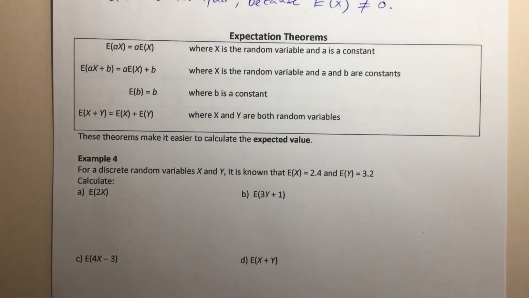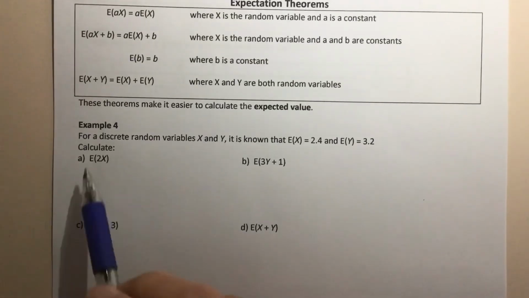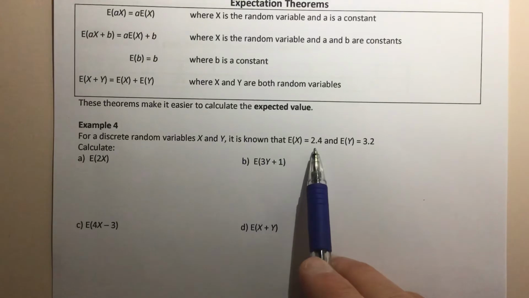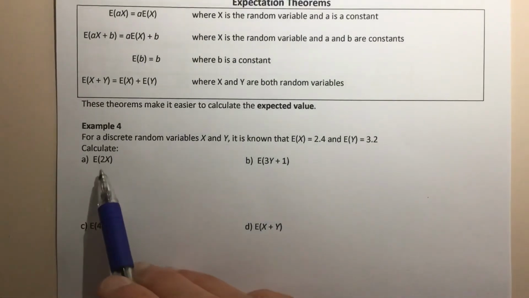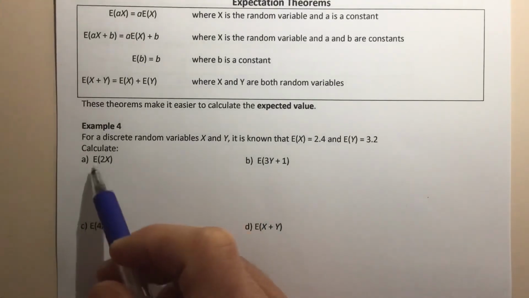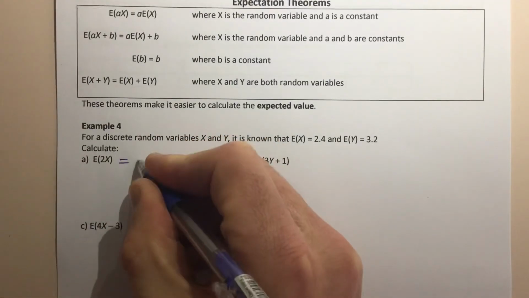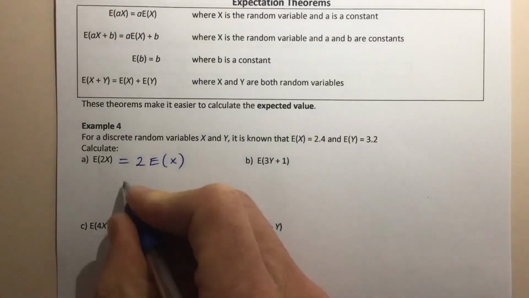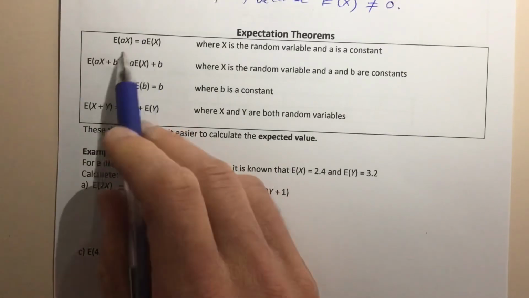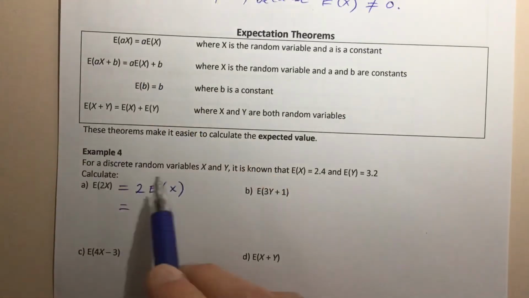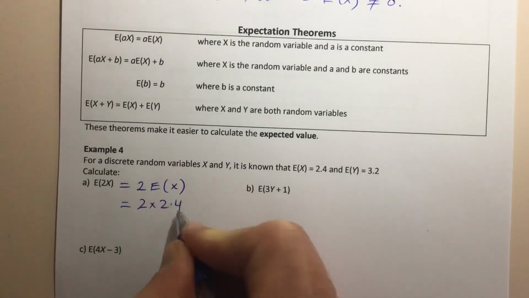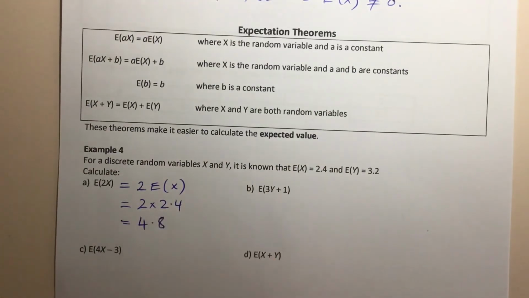But typically we apply these as a straight formula. So in this question, we've got discrete random variables x and y, and we know that the expected value of x is 2.4, the expected value of y is 3.2. Calculate the expected value of 2x. That is essentially just going to multiply every value in the x distribution by 2, and so that will have the effect of giving us 2 times the original expected value. That's just applying this top formula. You can see a in this case is 2, so the 2 comes out the front. So 2 times the expected value of x, which was 2.4. So 2 times 2.4, which equals 4.8.